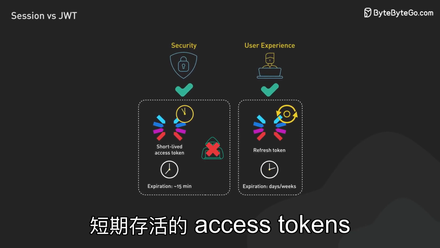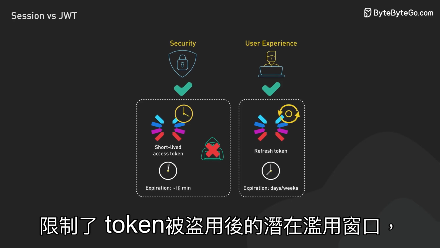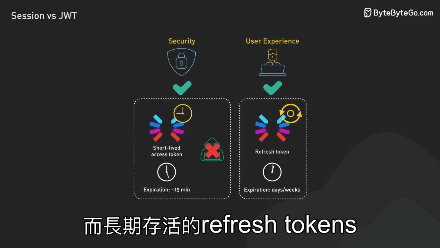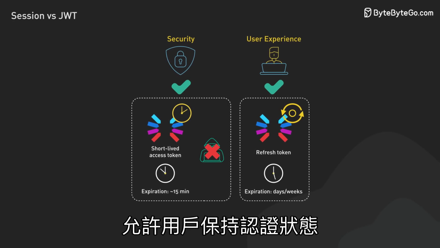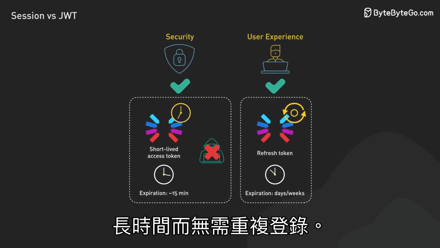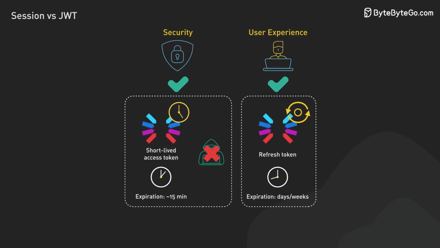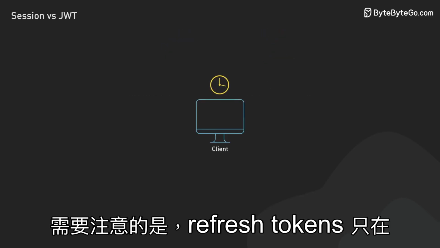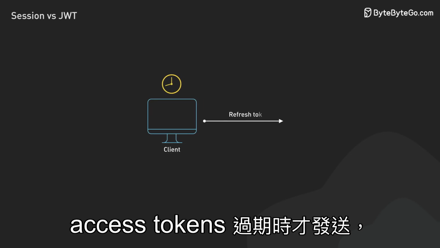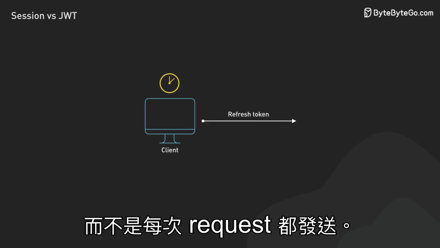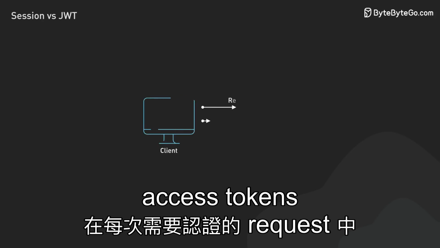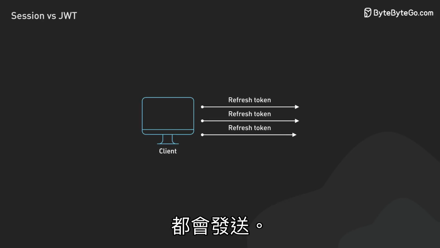The short-lived access token limits the window of potential misuse if a token is stolen, while the long-lived refresh token allows users to remain authenticated for an extended period without needing to log in repeatedly. It's important to note that the refresh token is only sent when the access token has expired, not on every request. The access token is sent on every request that requires authentication.